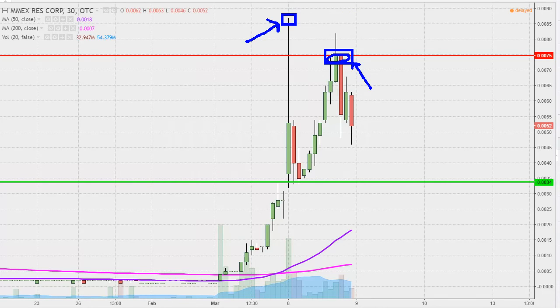At the end of the day, though, taking a step back, as long as the price keeps on putting in higher bases like it's been doing, then the long-term chart is going to take care of itself.